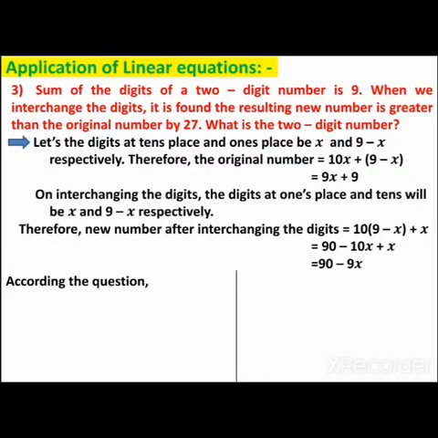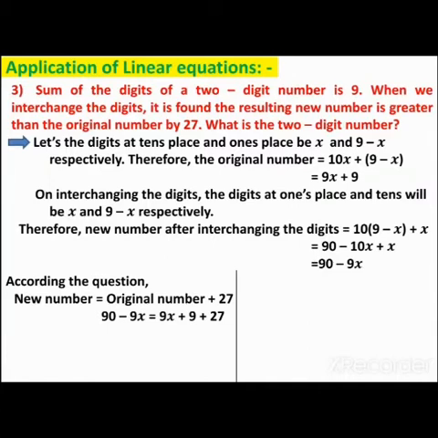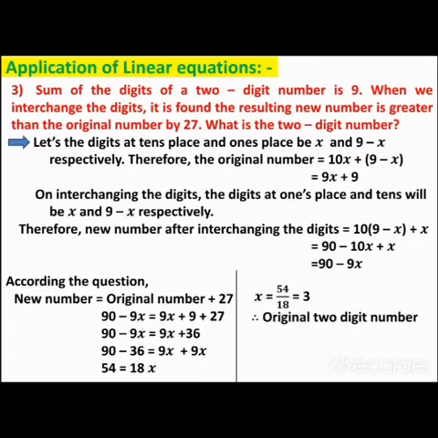According to the question, new number equals original number plus 27. So 90 - 9x = 9x + 9 + 27. 9 plus 27 is 36. So 90 - 9x = 9x + 36. Now transpose one side constant and one side variable. 90 - 36 = 9x + 9x. So 54 = 18x. x = 54/18. In table 18, 54 will come? Yes, 3 times. So our value of x is 3.